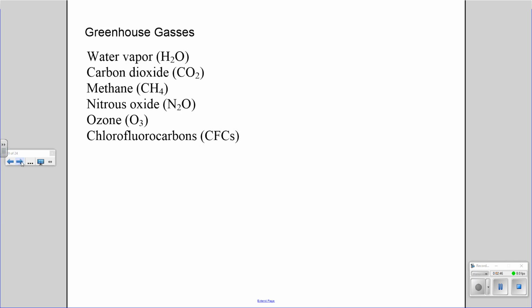right? Now, in terms of Earth, the greenhouse gases that we should be familiar with are water vapor, H2O, carbon dioxide, CO2, methane, CH4, nitrous oxide, N2O, ozone, O3, and chlorofluorocarbons, also known as CFCs.